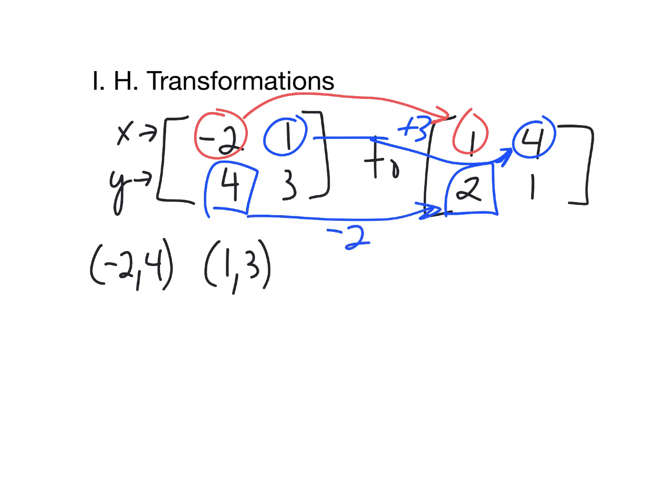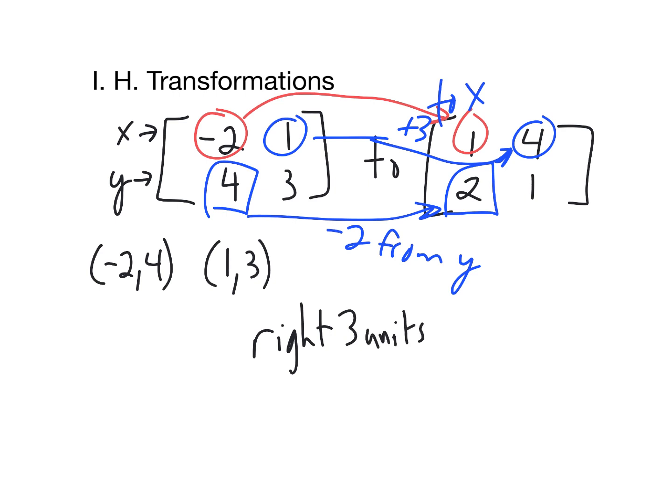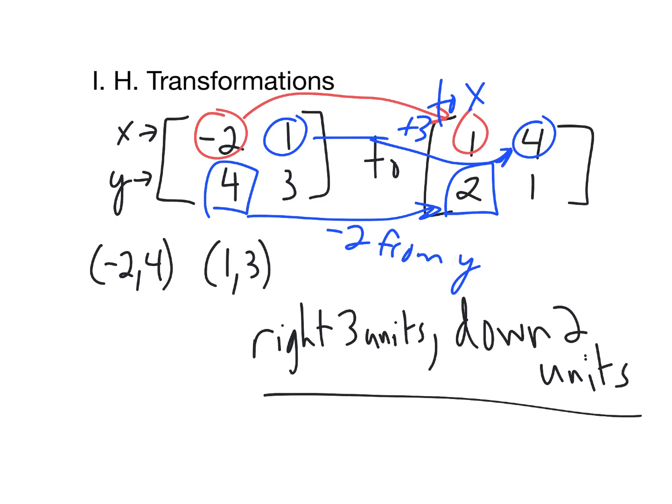So if we're adding 3 to our x and we're subtracting 2 from our y, then that translation, plus 3 for the x, that would be to the right 3 units. And then subtracting 2 from the y, that would be going down 2 units. Okay, and you can just verify that works with those other points as well.